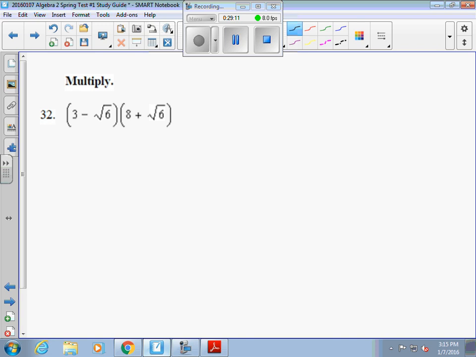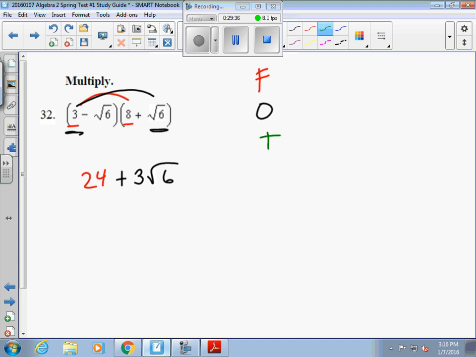32 says 3 minus the square root of 6 times 8 plus the square root of 6. FOIL, first, outer, inner, last. F, the first two terms, 3 times 8 is 24. O, the outside terms. Remember, think of it as a dartboard. This is the inside. This is the outside if you get stuck on that. The outer terms, though, 3 times the square root of 6 is positive 3 square root of 6. I, the inner terms, again, think of that dartboard, negative square root of 6 times 8 is negative 8 square root of 6. And L, the last two terms, negative square root of 6 and positive square root of 6.